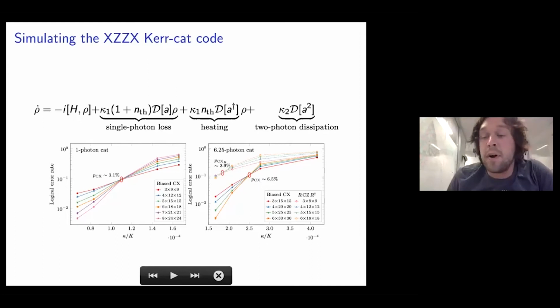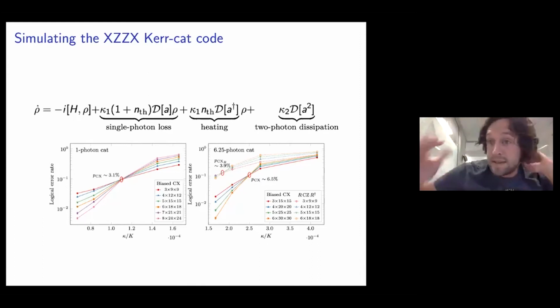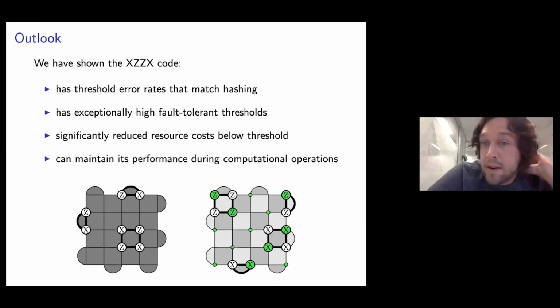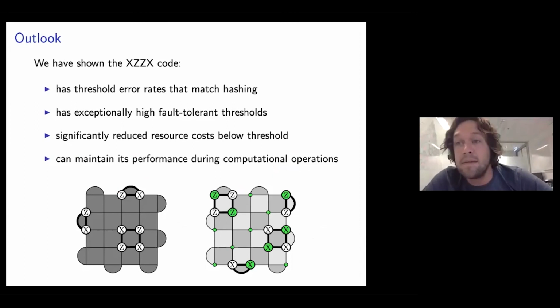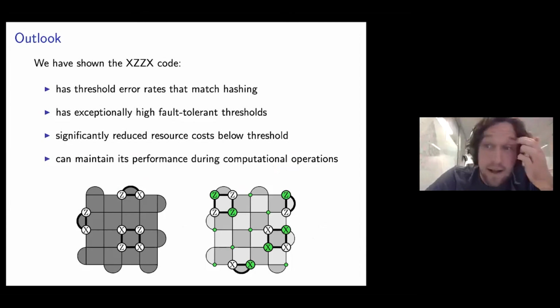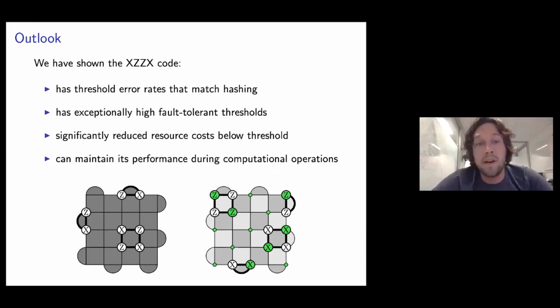These thresholds correspond to T1 times of, I think, around 60 microseconds, which is something we can expect given recent experiments. It's not quite as good as the Yale experiment, but the thresholds are very encouraging.